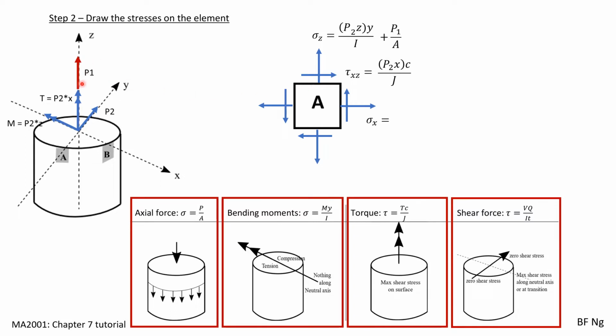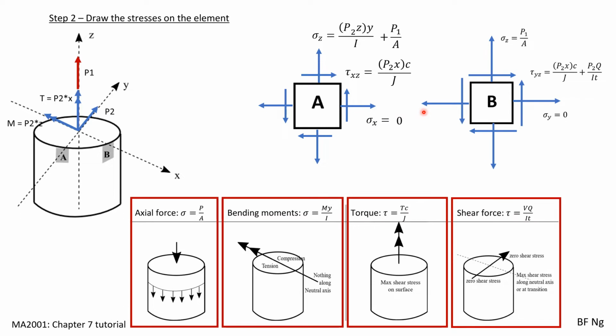On the z-axis, we also have a torsion, P2x. P2x itself, using right-hand rule, will cause the top side of the surface to go to the right, which is the same as the positive convention. As such, this is a positive sign, Tc over J. Sigma x itself is just 0. We also have element B here, which I will leave it to you to work it out.